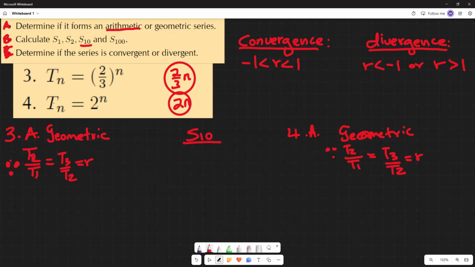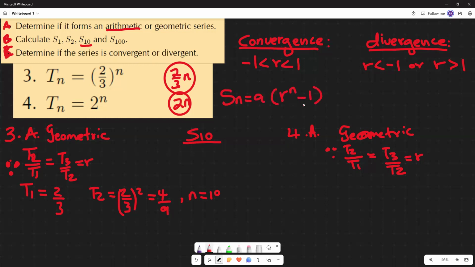So I need to get the first term. T1, I put 1 there. You can see it's going to be 2 over 3. We need to get the second term, which is T2. So T2 will be 2 over 3 squared, which is 4 over 9. And then we can see that n is 10, so we're looking for S10. Which formula are we going to use? We're going to use Sn equals A times r to the power n minus 1, all over r minus 1.